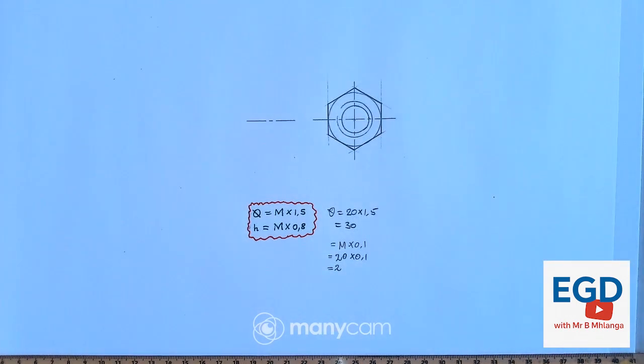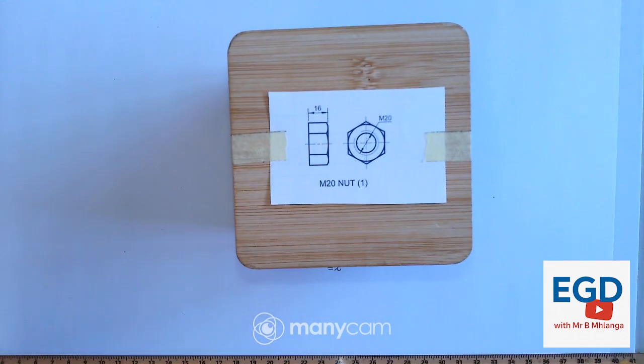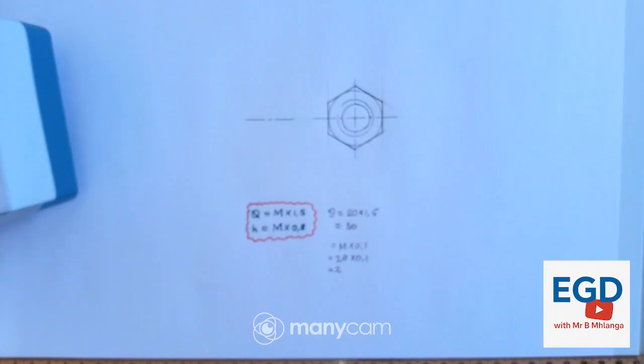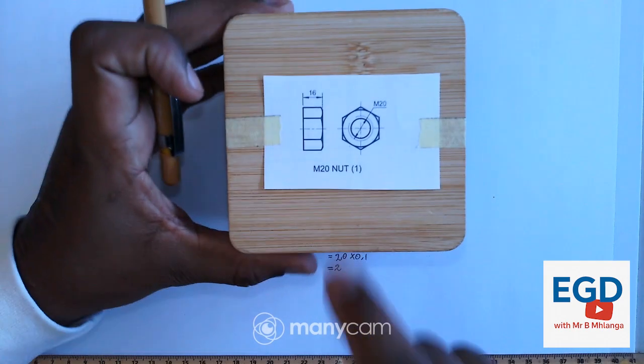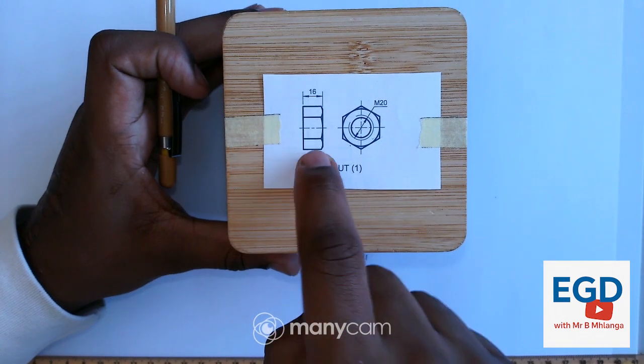Okay, so this is my right view. So now I can proceed. So obviously this is the complete right view of the nut. So now I can just proceed and draw the front view.